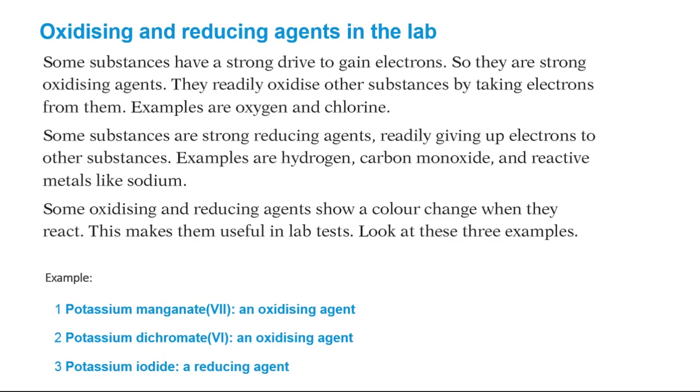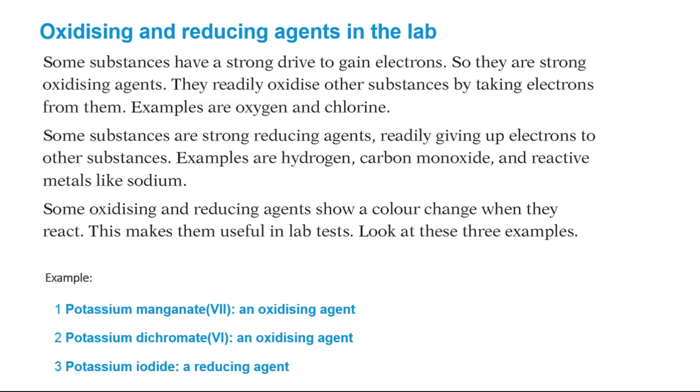Oxidizing and reducing agents in the lab. Some substances have a strong drive to gain electrons, so they are strong oxidizing agents. They readily oxidize other substances by taking electrons from them. For example, oxygen, chlorine, etc. Some substances are strong reducing agents, readily giving up electrons to other substances. Examples: hydrogen, carbon monoxide and reactive metals like sodium.